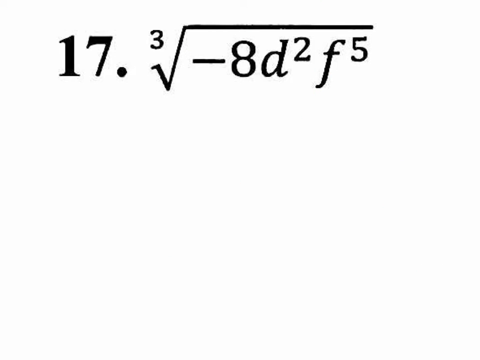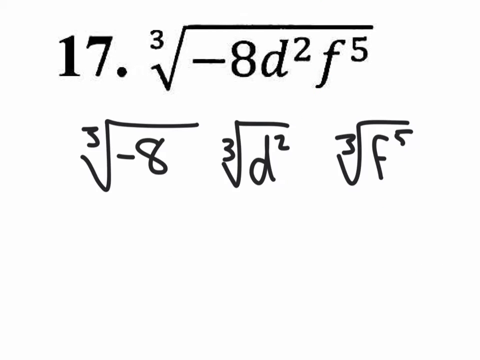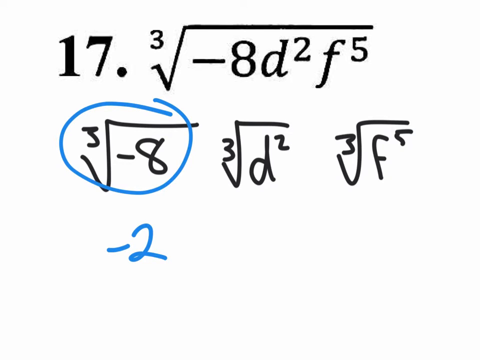So on this guy, what we need to do is split the root. And then after that, we could simplify the first term. The third root of negative 8, that's negative 2. Because negative 2 times negative 2 is positive 4 times negative 2 will give you the negative 8.